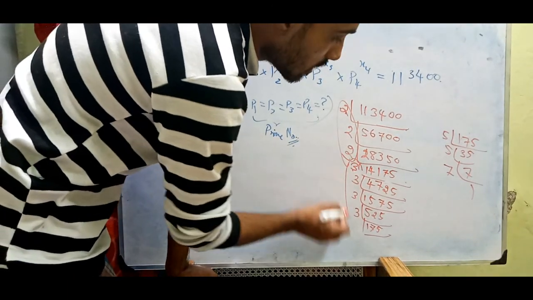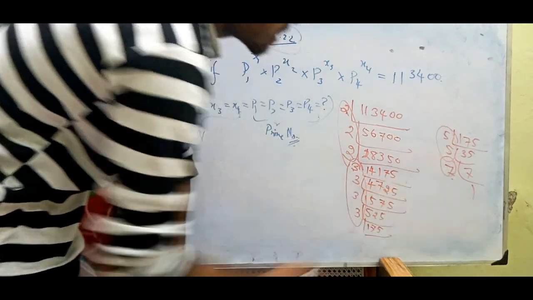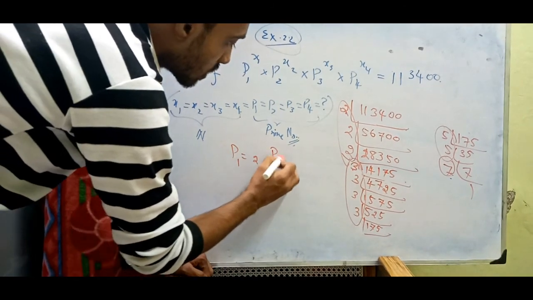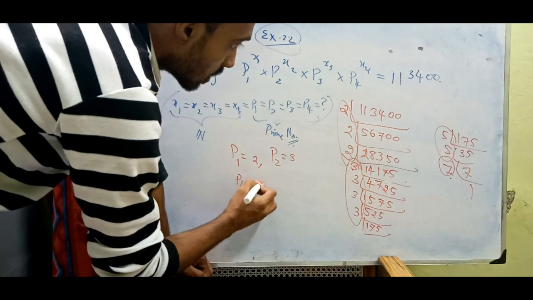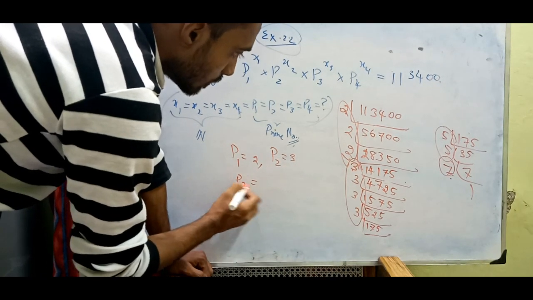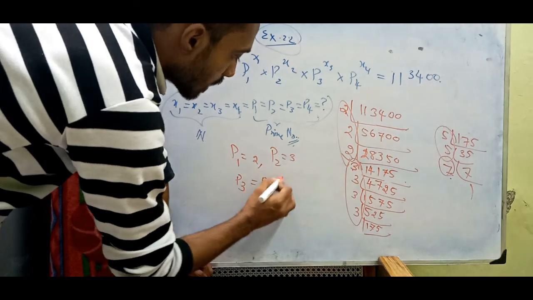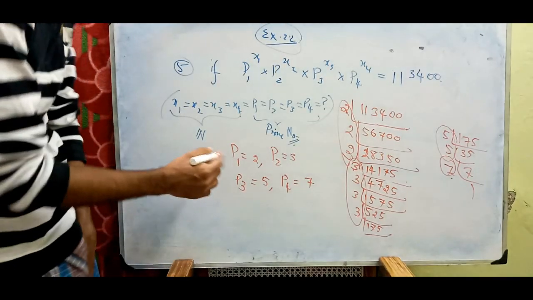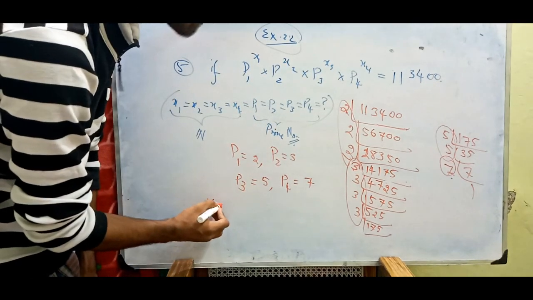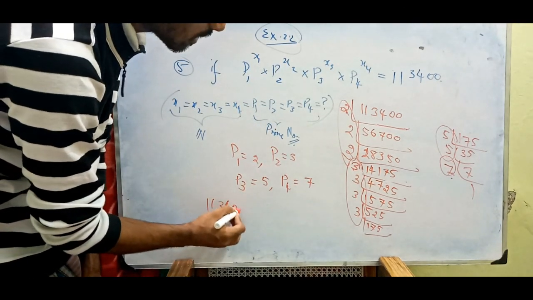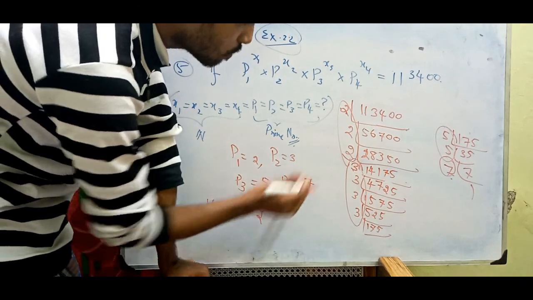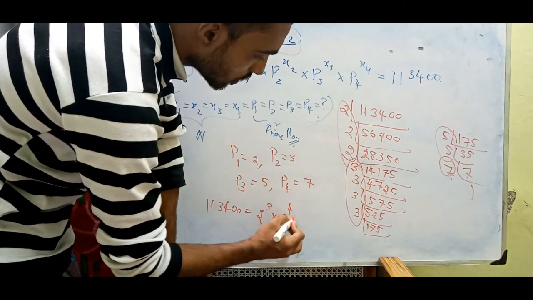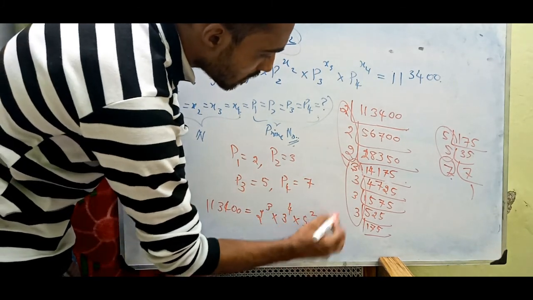So these 2, 3, 5 and 7, okay, so P1 equal to 2, P2 equal to 3, P3 equal to 5 and P4 equal to 7. Got it. Now can we write this in this form? 11340 can be written in this form: 2 power 3 times 3 power 4 times 5 power 2 and 7 power 1.